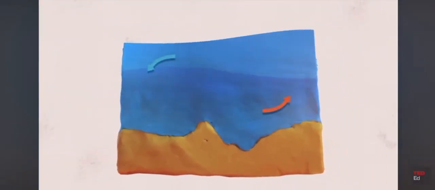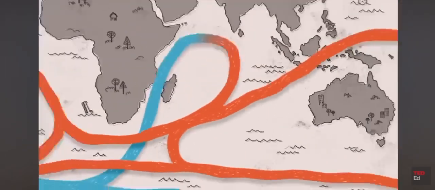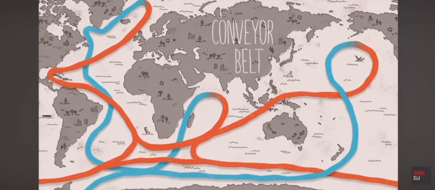Thermohaline circulation of deep water and wind-driven surface currents combine to form a winding loop called the global conveyor belt.